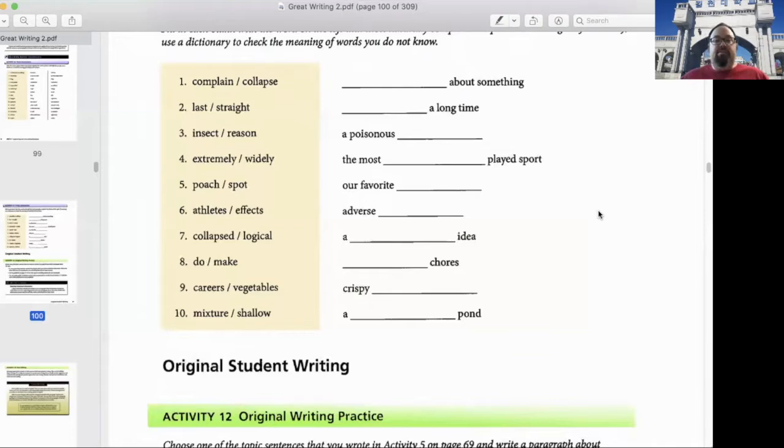And finally, a blank pond, shallow. A pond is like a small lake. So we're talking about how deep the water is, and shallow means that it is not very deep. Maybe it just covers your feet or goes up to your knees.